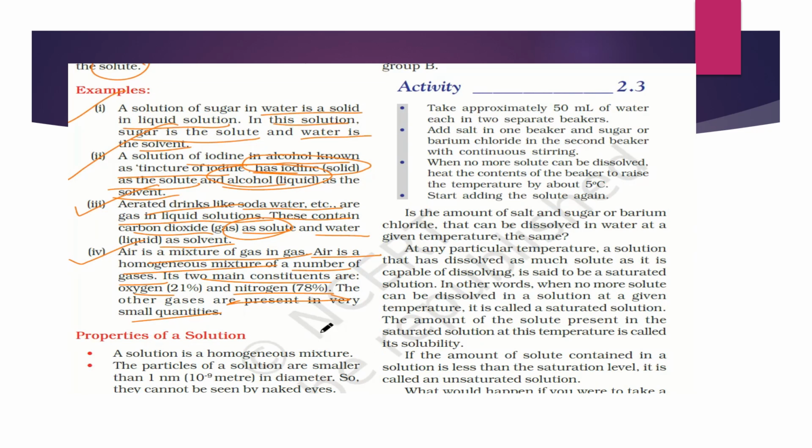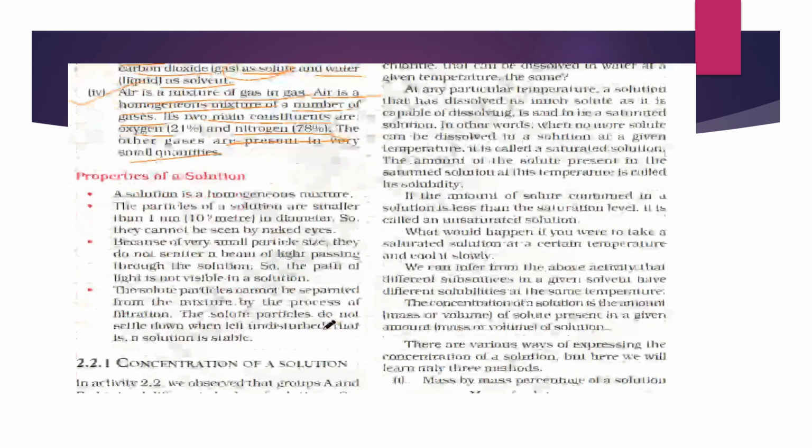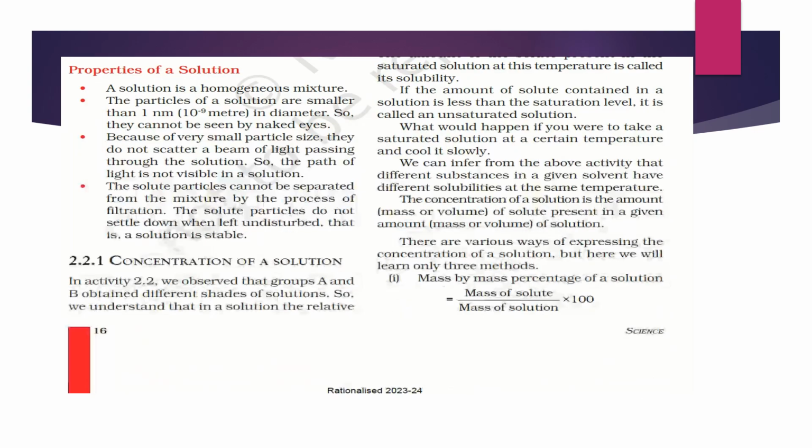Now we will move on to the properties of a solution. So this is a homogeneous mixture. The particles of a solution are smaller than 1 nanometer, that is 10 to the power minus 9 meter, in diameter. So they cannot be seen by naked eyes. Because of very small particle size, they do not scatter a beam of light passing through the solution. So the path of light is not visible in a solution.